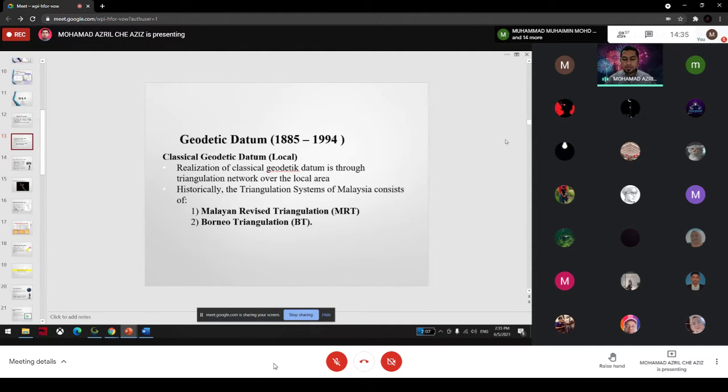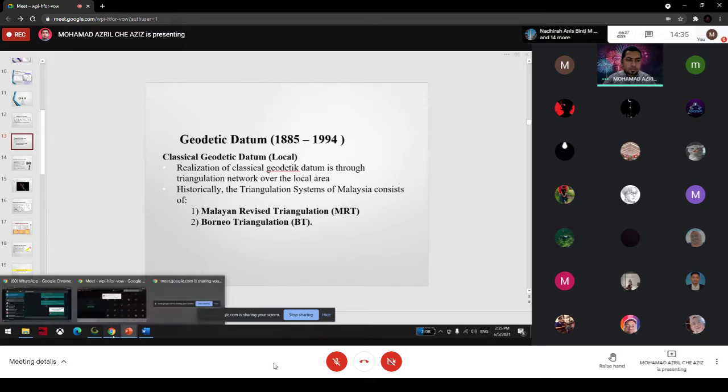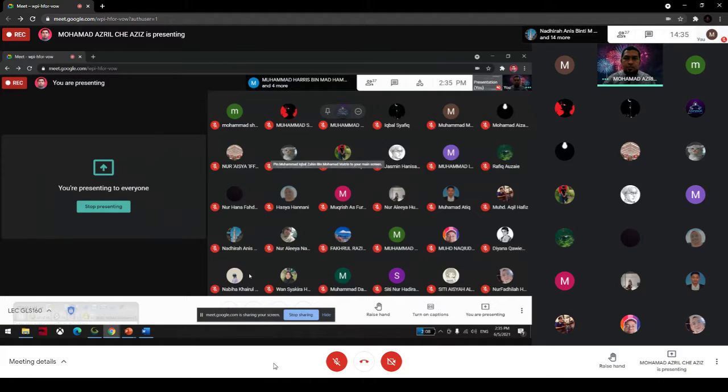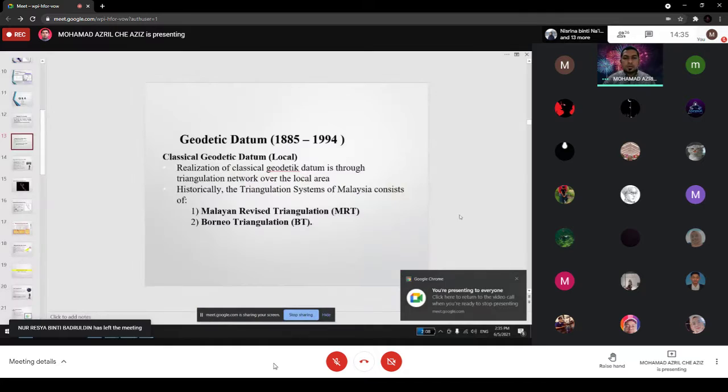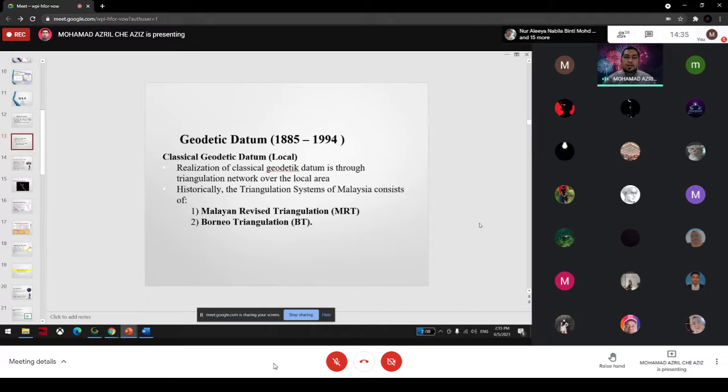If you look at page 30, it is about the cadastral classic geodetic datum. This geodetic datum relates to geodesy, which you will learn in semester 4.